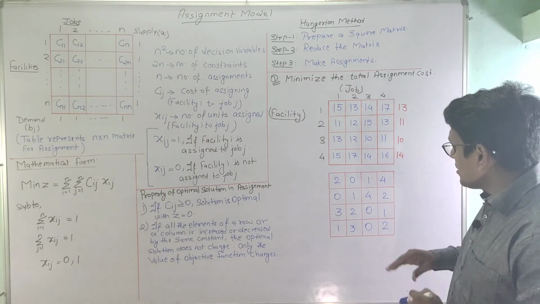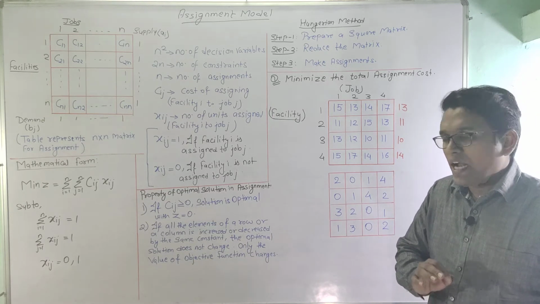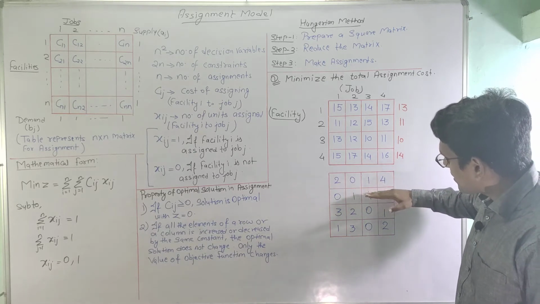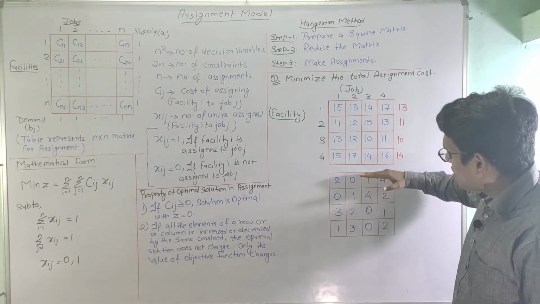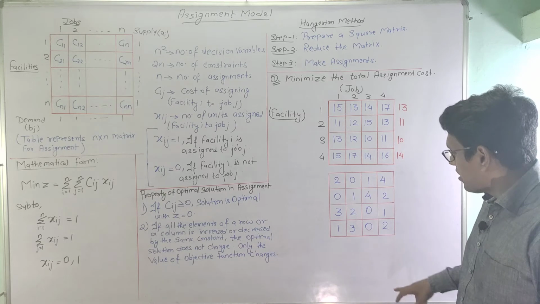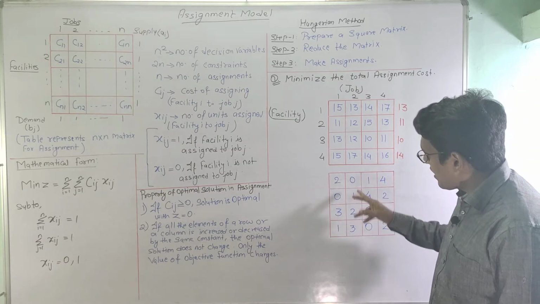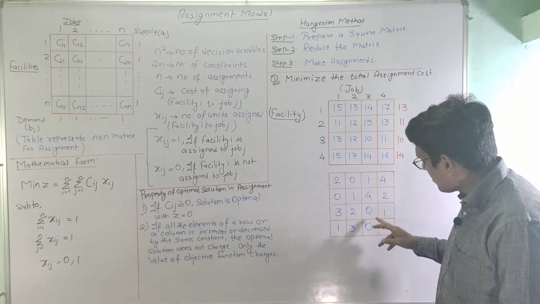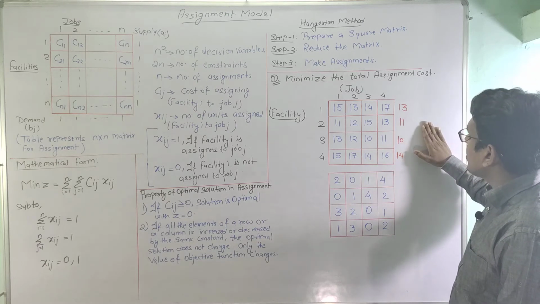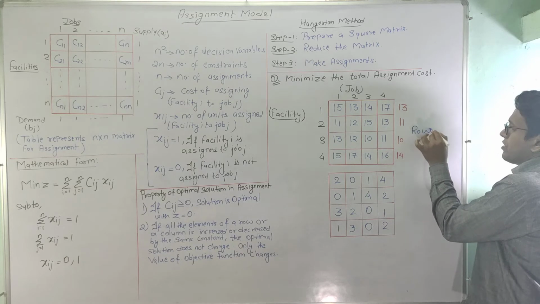Now we need to see whether we have zeros in each row and in each column or not. As we have seen, each row has the value 0. Row 1, row 2, row 3, row 4, each has the value 0. And in columns, column 1 has 0, column 2 has 0, column 3 has 2 values as 0, and column 4 does not have any value as 0. So this is the row reduction we have done.